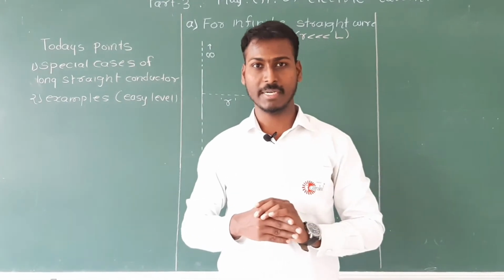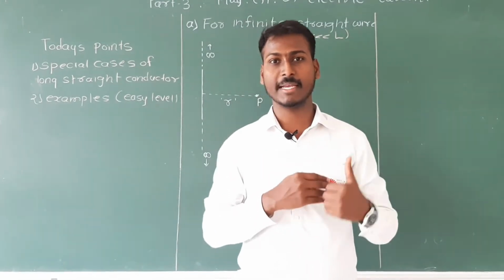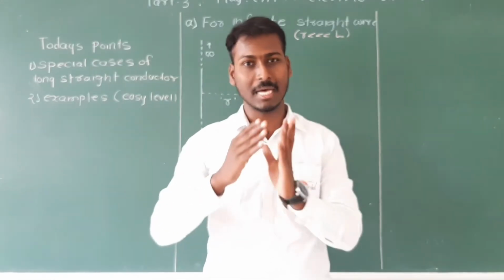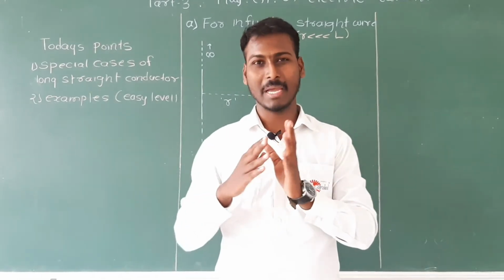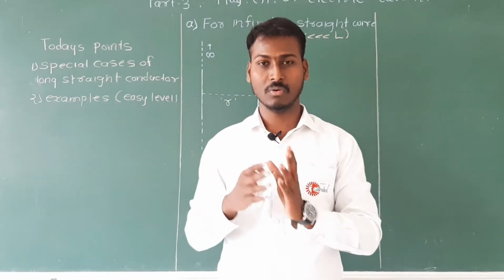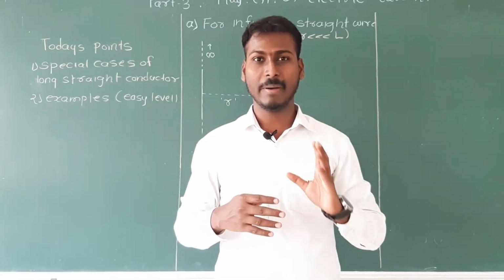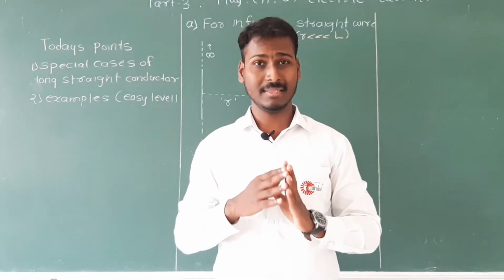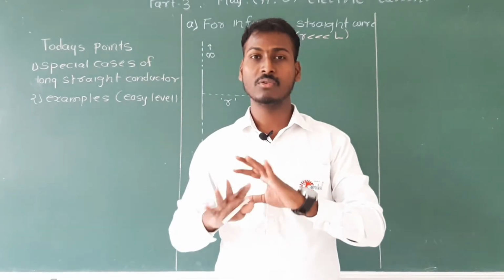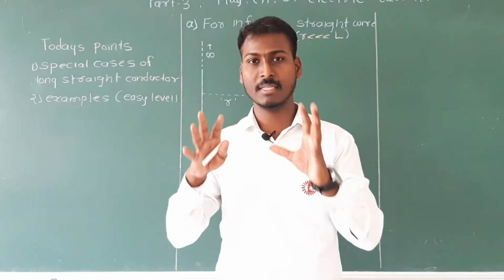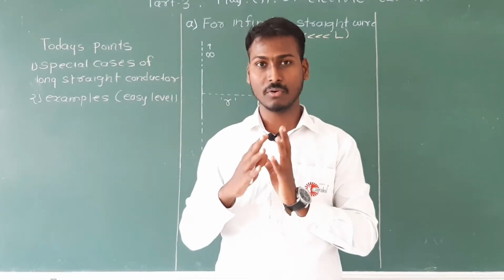In the second expression we replaced alpha and beta by pi by 2 minus theta 1, like that. So the expression was B equals mu 0 upon 4 pi, I divided by R, into sin theta 1 plus sin theta 2. So we are going to just replace things by angles. We just have to focus on angles.